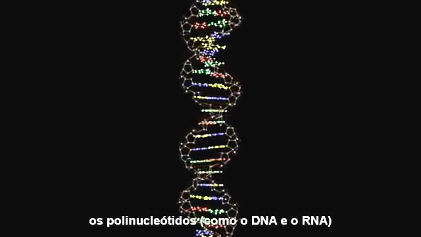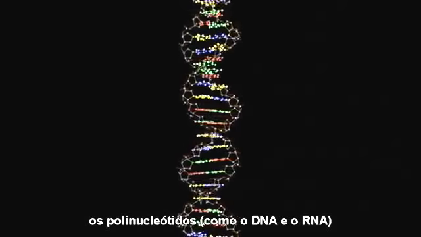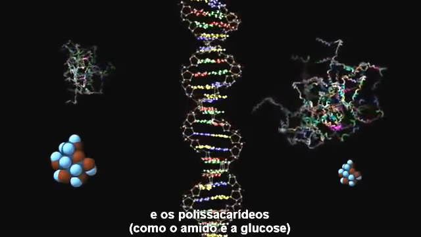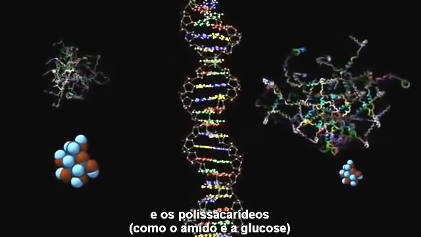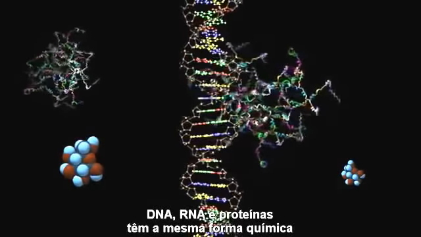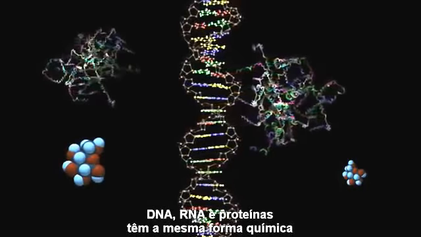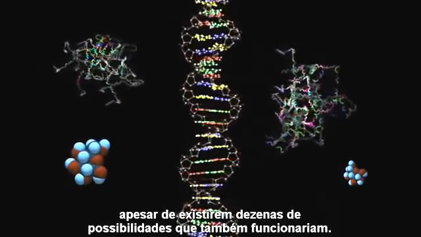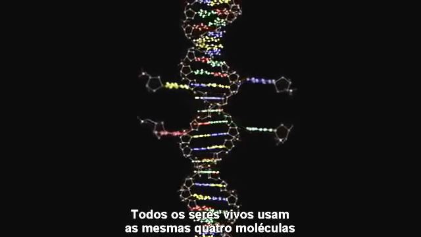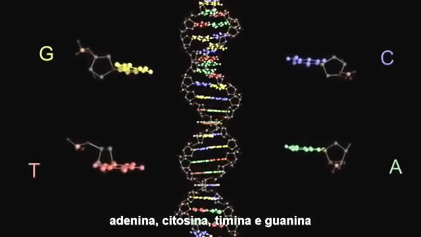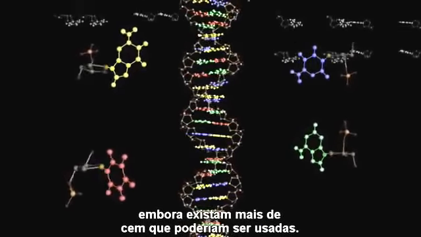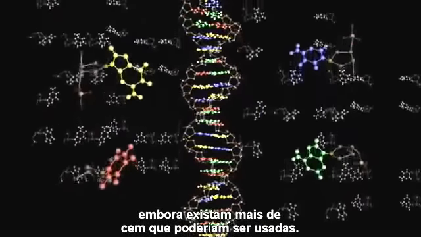Regardless of species, the polynucleotides, like DNA and RNA, polypeptides, like proteins, and polysaccharides, like starches and glucose, are identical. DNA, RNA, and proteins all have the same chemical form in spite of the fact that there are dozens of possibilities that would work. All life uses the same four molecules: adenine, cytosine, thymine, guanine in the DNA ladder, although there are more than 100 that could be used.